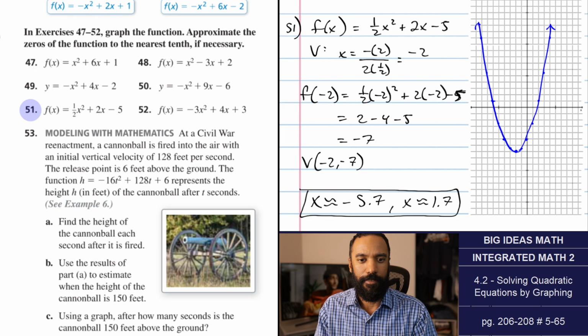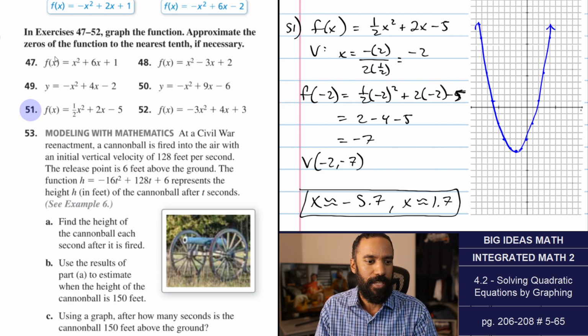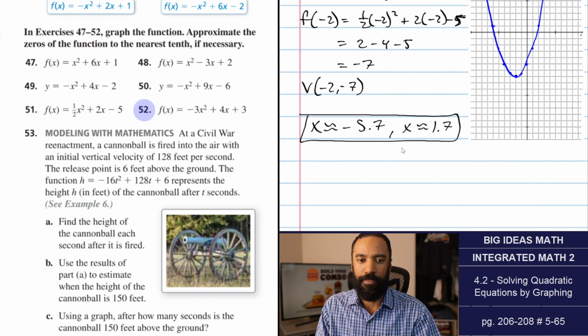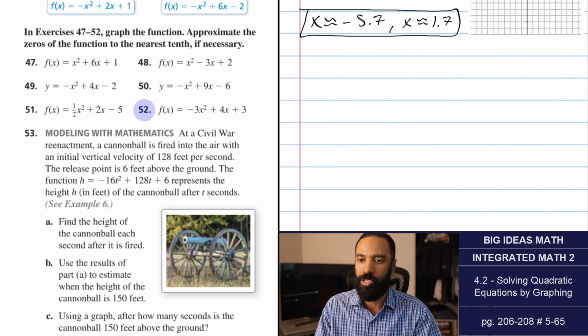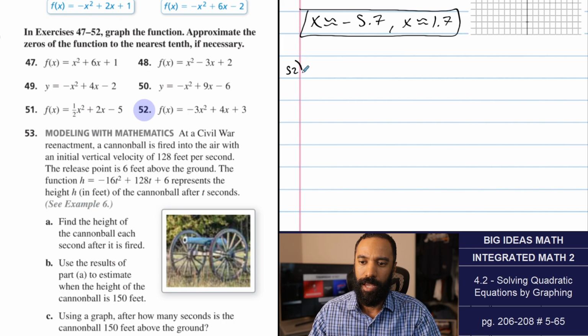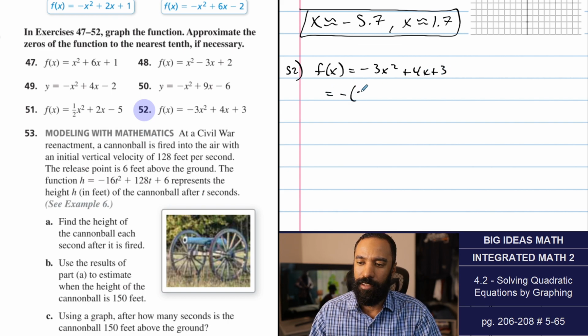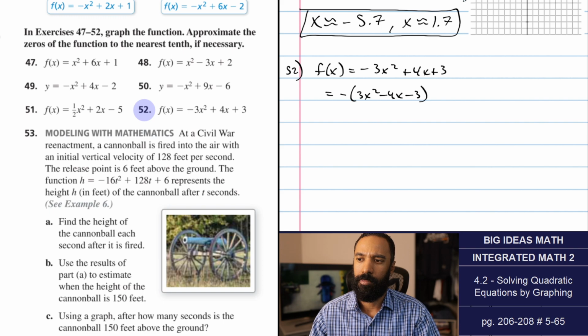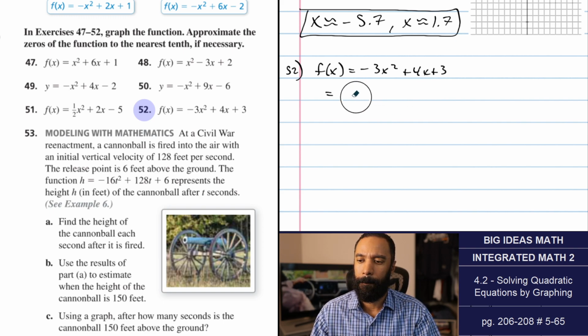All right, that is number 51. And last one from this set, number 52. F of x equals -3x squared plus 4x plus 3. I question whether this might be factorable. Let's see. If I factor out a negative, I get 3x squared minus 4x minus 3. That is not factorable. Okay, I won't factor that.